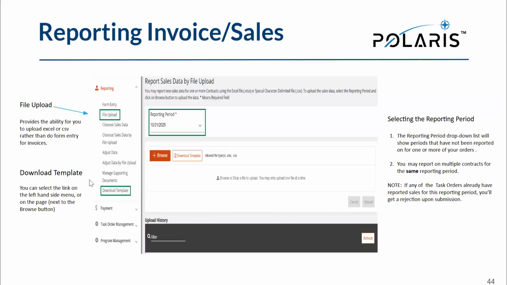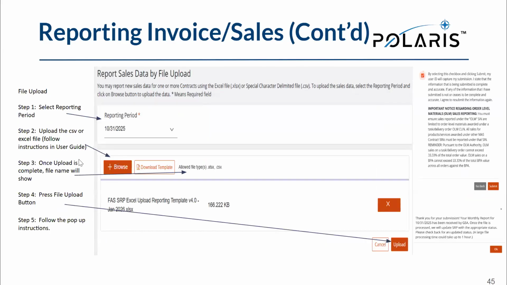To upload your invoices, under the reporting menu on the left-hand side, select File Upload, and then you select the reporting period in the drop-down menu. Here's a closer look. Select the reporting period and then click Browse. You will be prompted with a pop-up, find and select your file. If you select the wrong one, click the X to remove it.